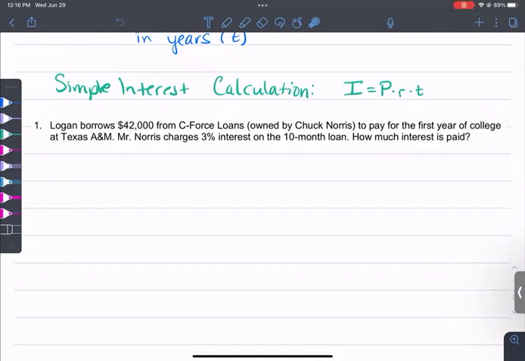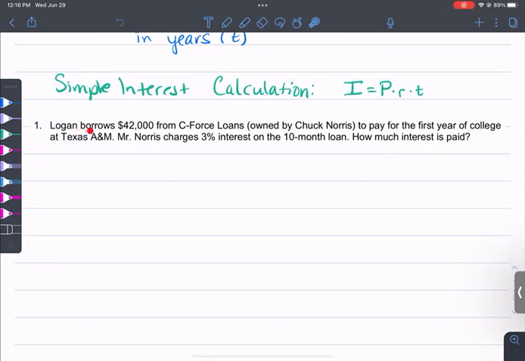Okay, problem number 1. Logan borrows $42,000 from C-Force Loans, which is owned by Chuck Norris, to pay for the first year of college at Texas A&M. Mr. Norris charges 3% interest on the 10-month loan. How much interest is paid?